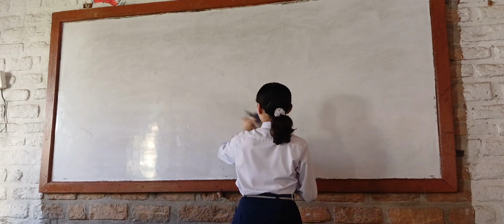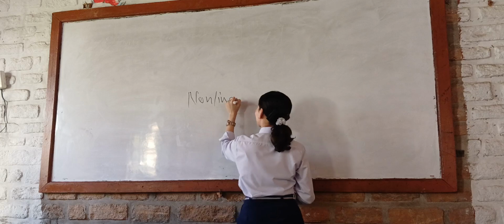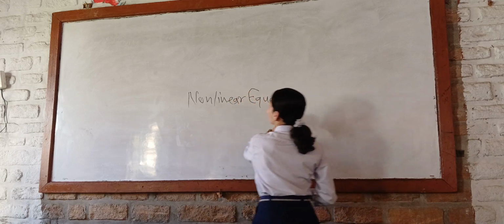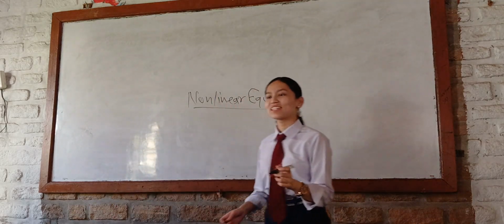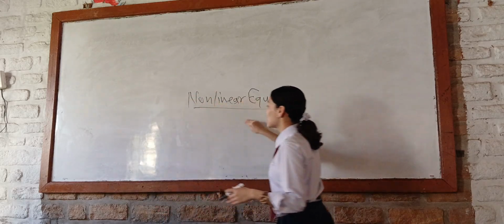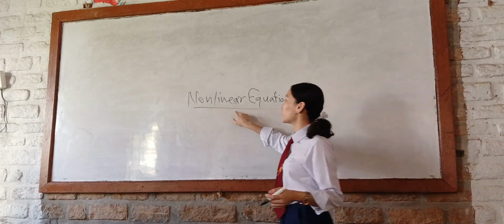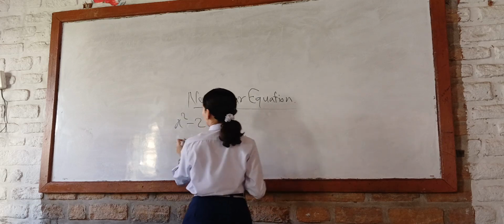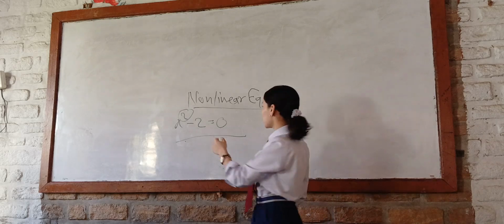Now let's talk about non-linear equations. Non-linear equations are those equations that are not linear. Basically, if in any equation the degree of the variable is greater than 1, then it is said to be a non-linear equation. For example, x square minus 2 equals 0. Here the variable's power is greater than 1, so it is a non-linear equation.